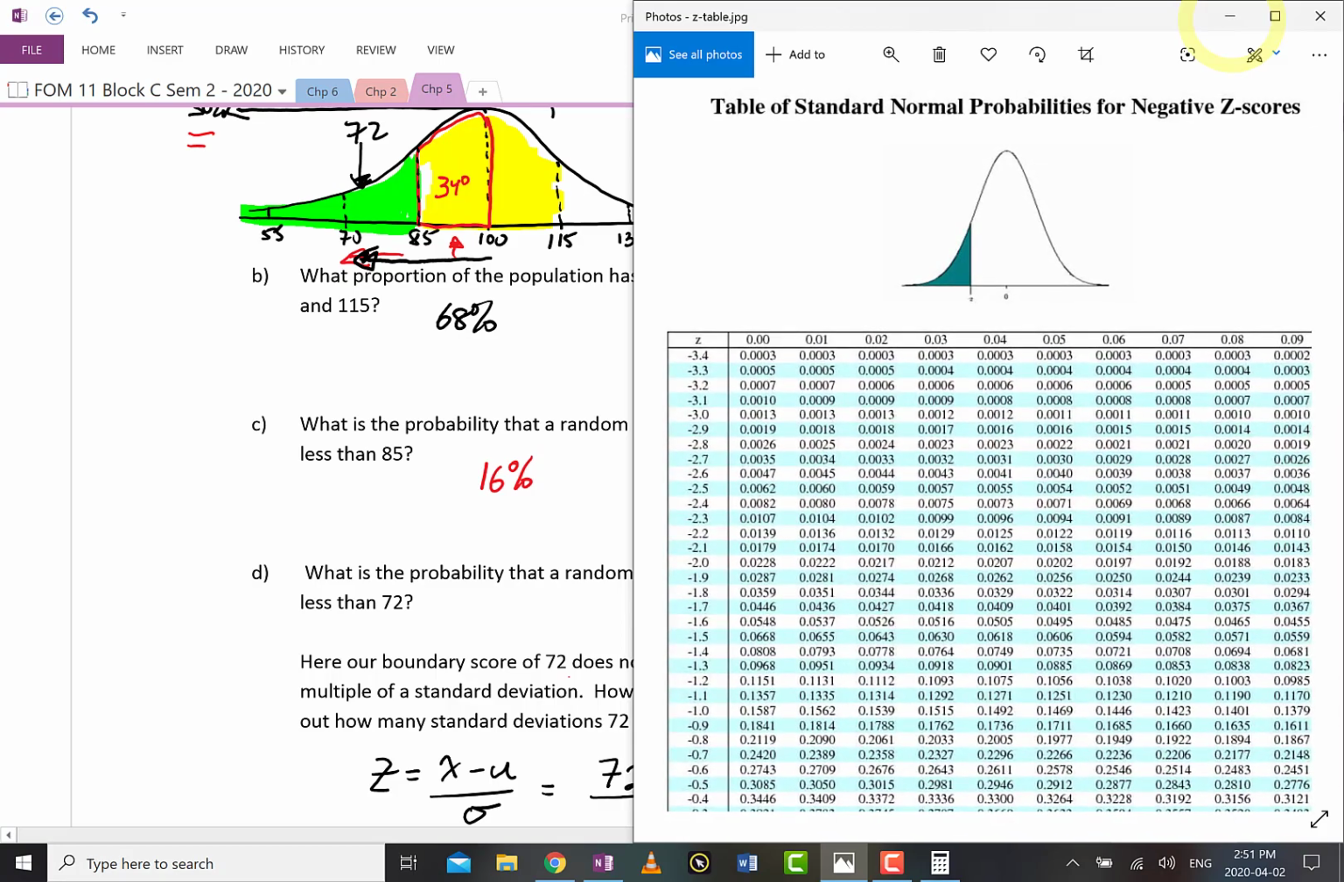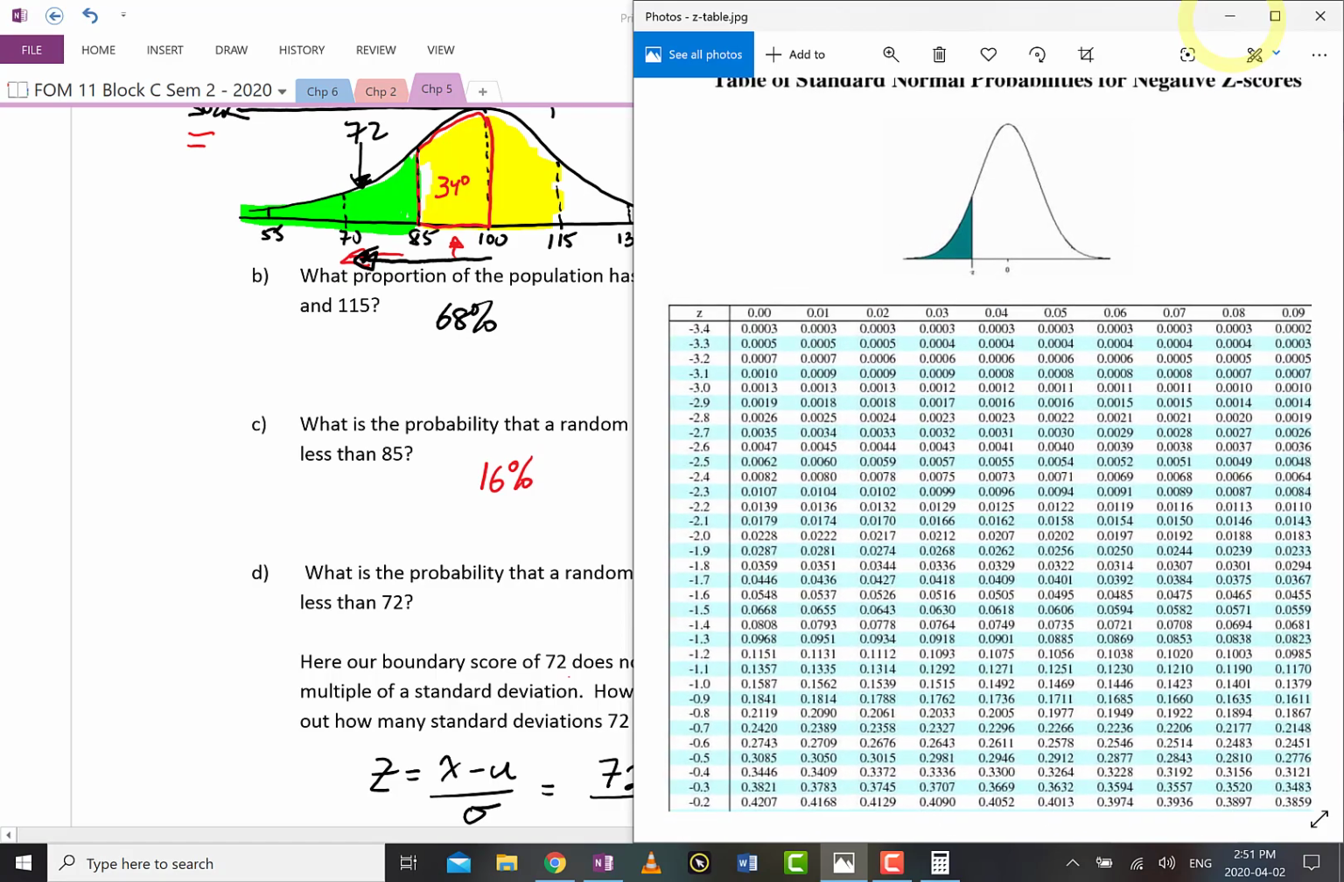Now, the way you read this is there's actually a vertical column, which is up and down, and a horizontal column at the top. Now, the vertical column up and down gives you an accuracy of only to 1 decimal place. Notice you've got Z values that are negative 3.4, negative 3.3, negative 3.2. But if you wanted a little more accuracy, well, you would then start looking to the right.